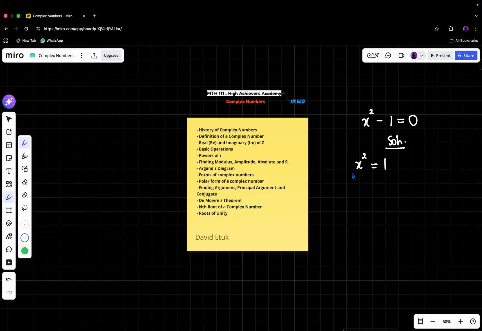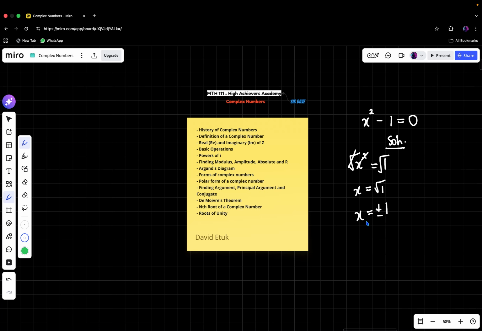What do we do next? We square root both sides. So we take the square root here, we take the square root here. The power here cancels the square root, and we are left with x is equal to the square root of 1. Now, what is the square root of 1? The square root of 1 is simply plus or minus 1. I'll shed more info on this later, but x is equal to plus or minus 1.